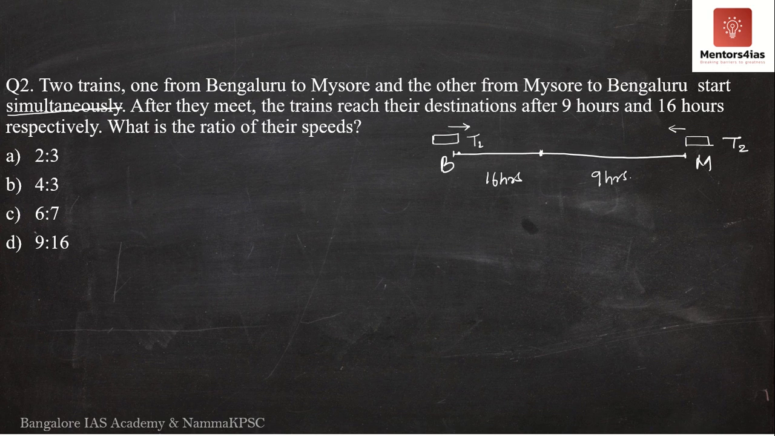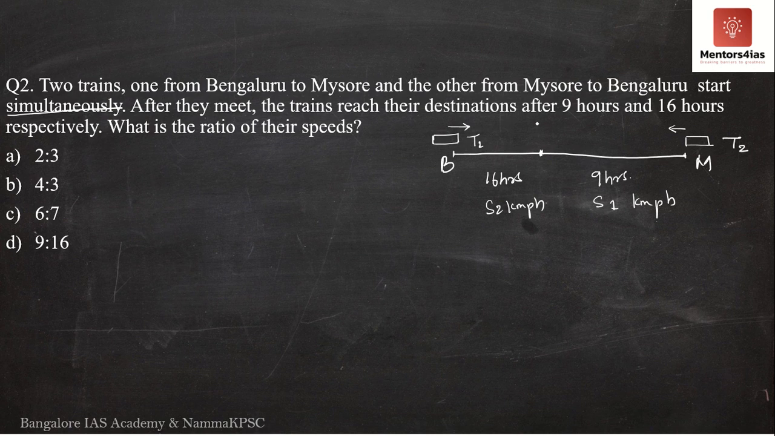Now, I am going to assume that train 1 is moving at S1 kilometers per hour. Let the speed of train 1 be S1 kilometers per hour, whereas the speed of train 2, let it be S2 kilometers per hour. So what I'm trying to say is that after they meet, train 1 traveling at S1 kilometers per hour will cover the rest of the distance in 9 hours, whereas the second train will cover the remaining distance in 16 hours traveling at S2 kilometers per hour.